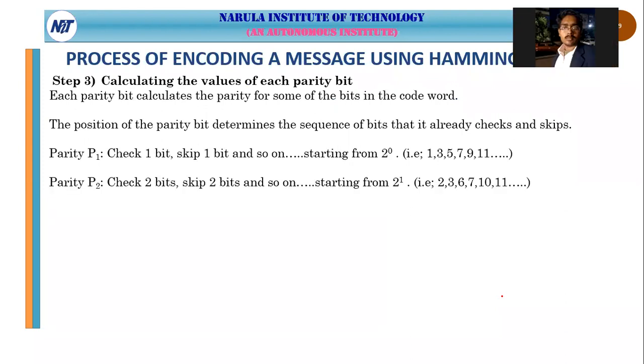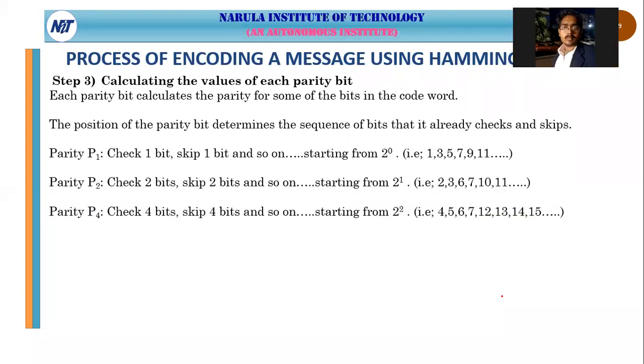That means in case of 4 bit P4, skip 4 bit. Yes, that means 4, 5, 6, 7. Then skip 4 bit: 8, 9, 10, 11. Then again consider 4 bit: 12, 13, 14, 15. Okay, I already wrote this. Check 1 bit, skip 1 bit, and so on, starting from 2 to the power of 0.